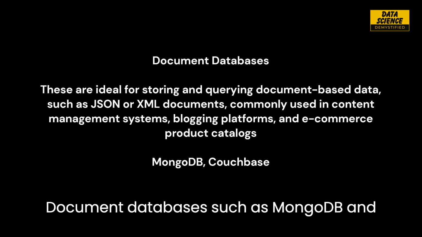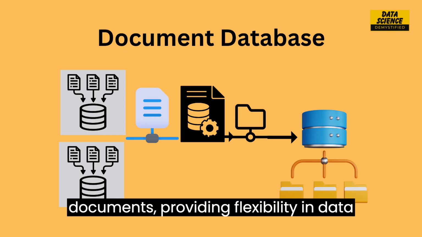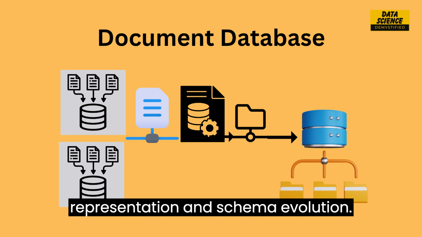Document databases, such as MongoDB and Couchbase, store data in JSON-like documents, providing flexibility in data representation and schema evolution.